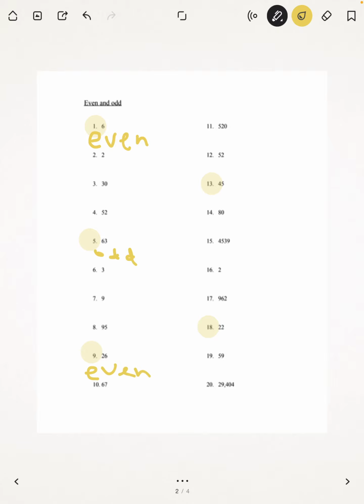Okay, 45. 45 is not divisible by 2. 44 is divisible by 2, which would be 22 times 2, but 45, we can't do that, so this one is odd. 22. 22 is divisible by 2, which is 11 times 2, so that one would be even.